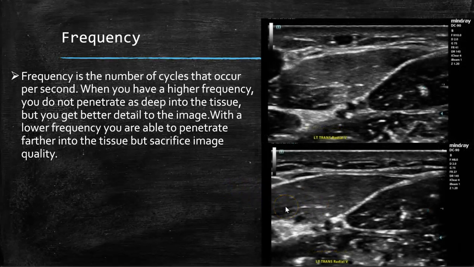Frequency. Frequency is the number of cycles that occur per second. When you have a higher frequency, you don't penetrate as far into the body; you're more superficial. When you have a lower frequency, you go farther into the body, but it sacrifices image quality the farther you go because of attenuation.